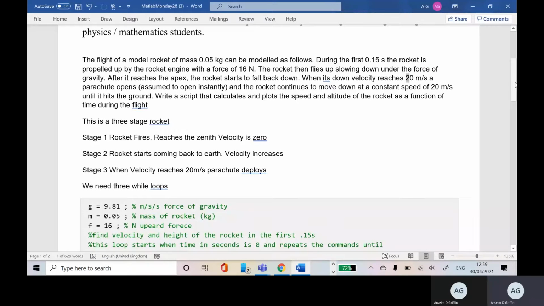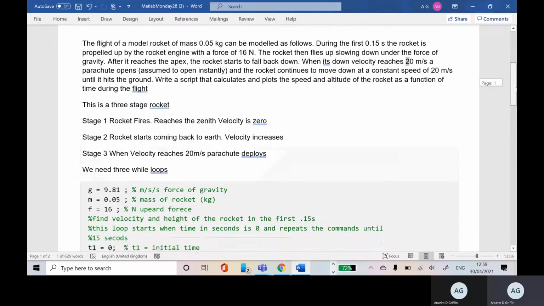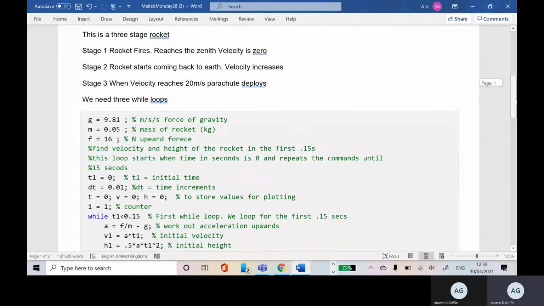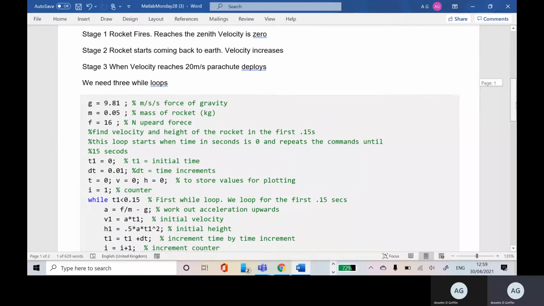And then once we get to minus 20, the parachute deploys immediately and it floats down to Earth at a constant minus 20 meters per second. So we have it there. We have the three stages of the rocket. And we need three while loops.